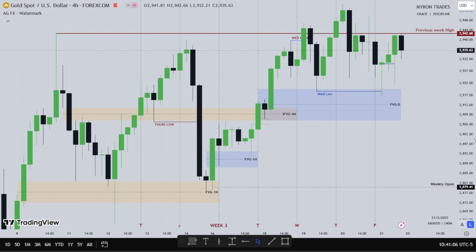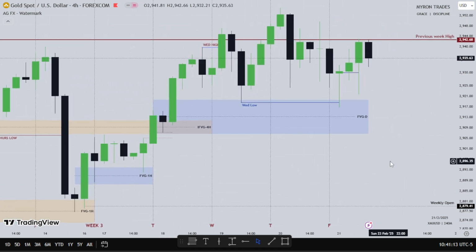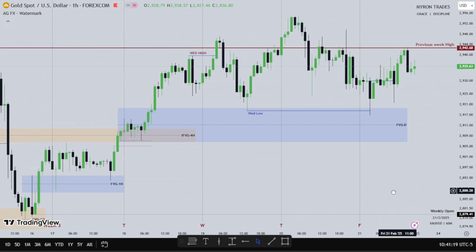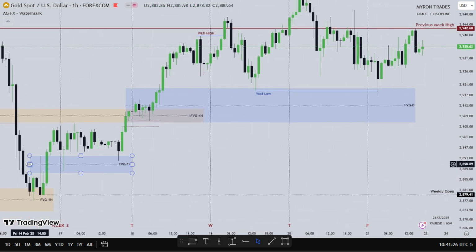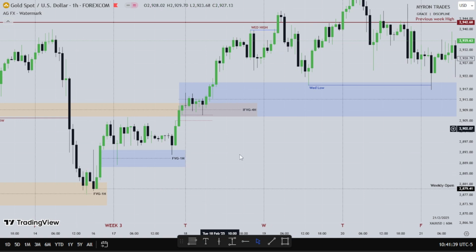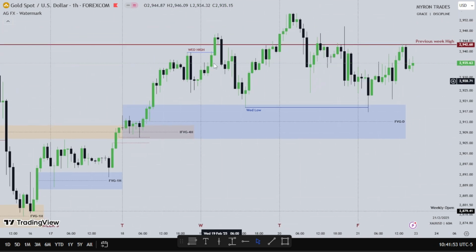Let me take this off. So yeah, this is on gold. This is Monday. You can see the way price found support inside this fair value gap, right? You can see what Monday did. This is Tuesday. Tuesday continued the spree from Monday's price action, the buys from Monday's price action. You can see Tuesday continued.